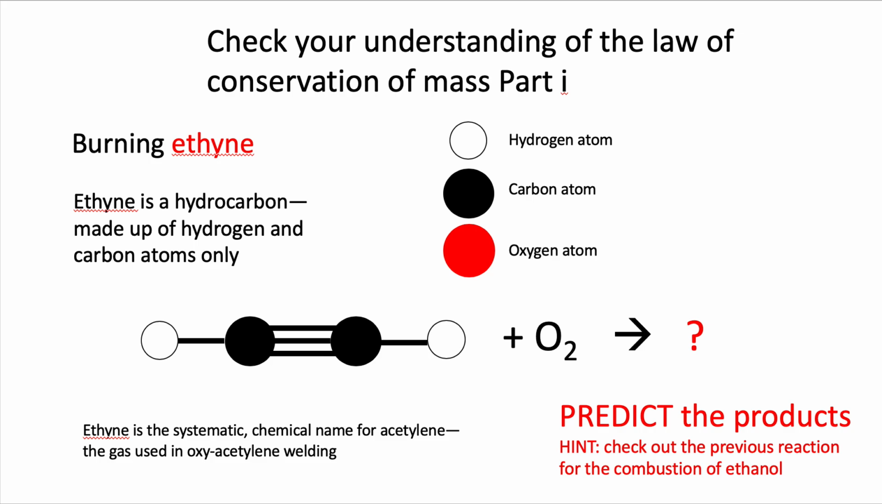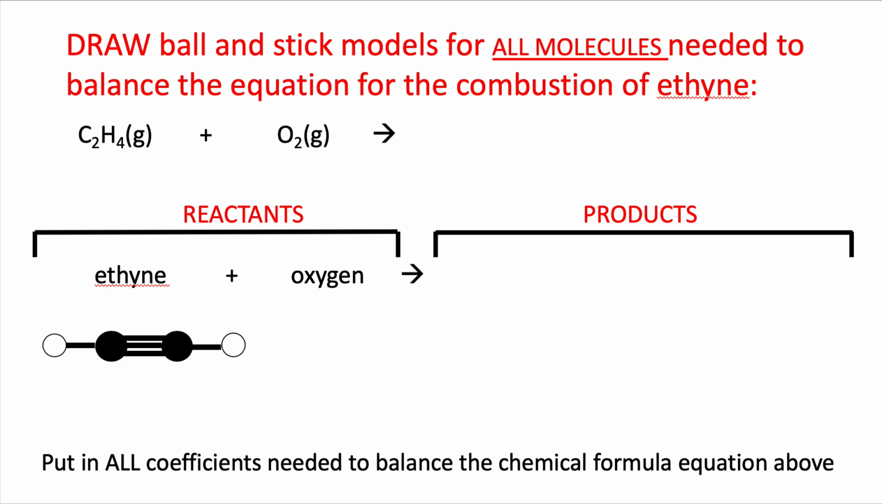Now you're going to do a little bit of understanding, and so part one is a chemical called ethyne, and it's made up of hydrogen and carbon only, burning with an oxidizer, oxygen. Ethyne is its systematic name, it's known as acetylene, the gas in oxyacetylene welding. Predict what the products are. Oxygen with the molecule of ethyne. And put in those products and draw the actual molecules, ball and stick models of them, to balance the equation and then finish the equation above.